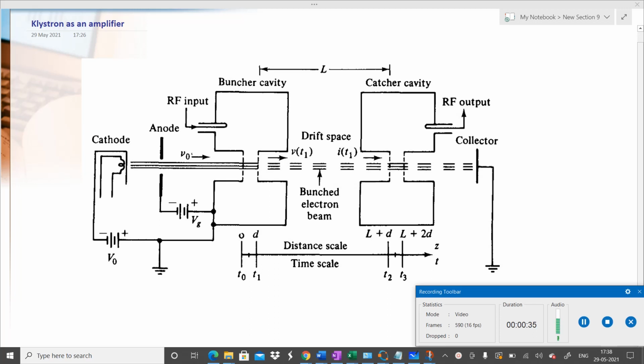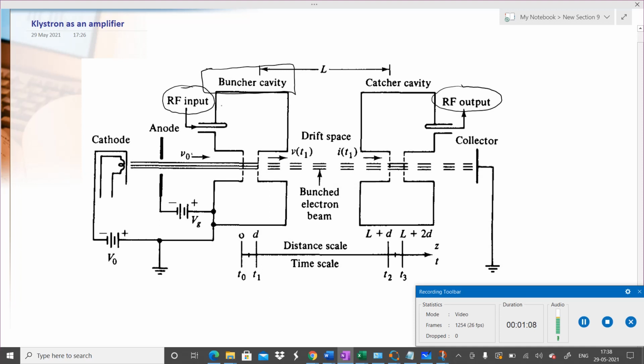And here is the one cavity which is called a buncher cavity. The input RF microwave signal which you want to amplify is applied here at the RF input of the buncher cavity. And the corresponding amplified signal, we are going to see how it amplifies, is going to be collected here at the output of the catcher cavity. So at the outset, the principle will be like this.